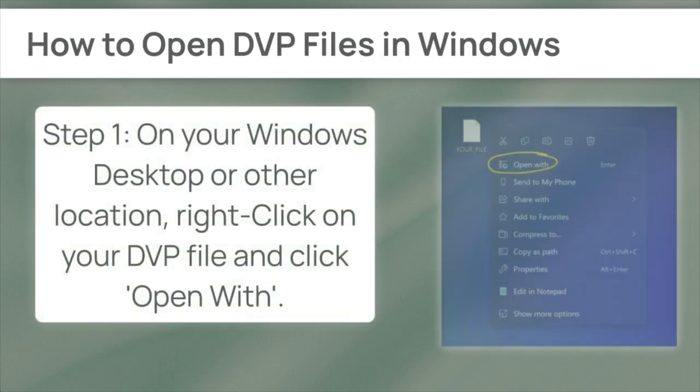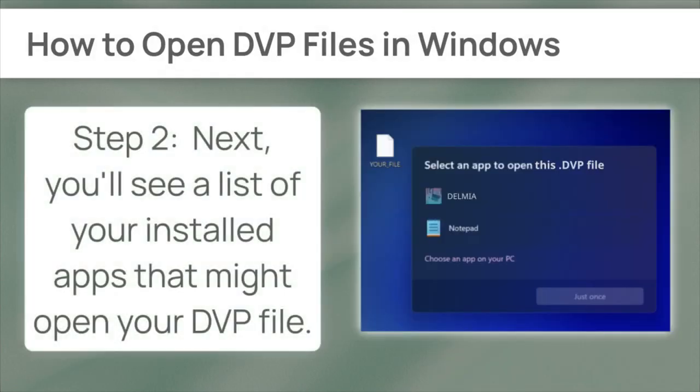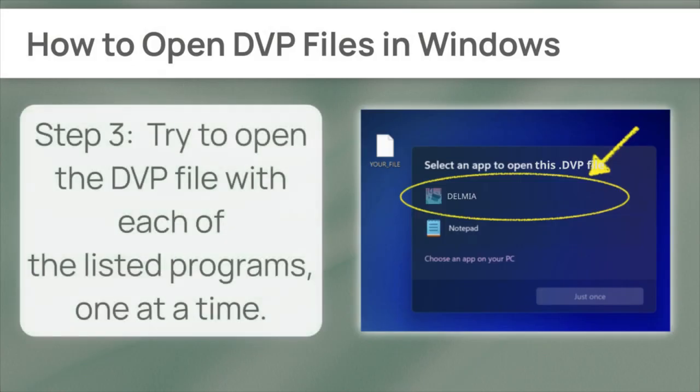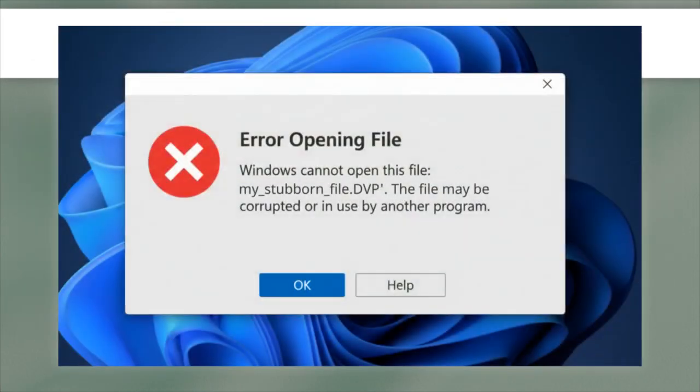Let's utilize the list of installed programs to find the match. Right-click your DVP file, then click Open With. Test DELMIA if you see it. If it fails, select the next program in sequence. Methodical testing is best. If your DVP file will not open yet, do not panic.